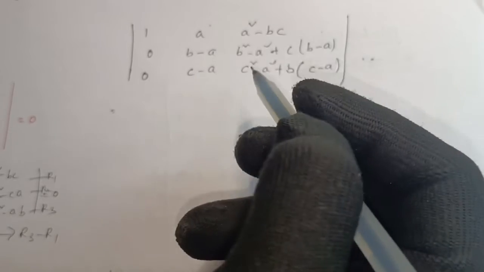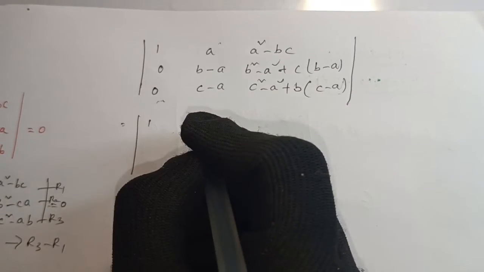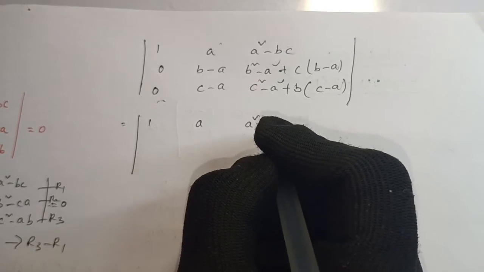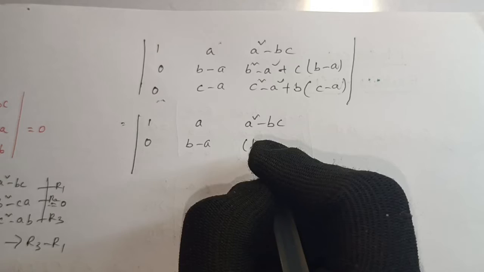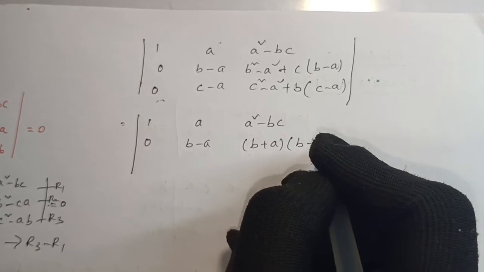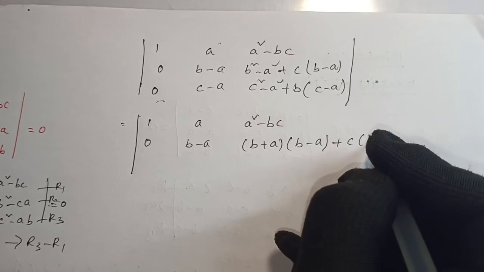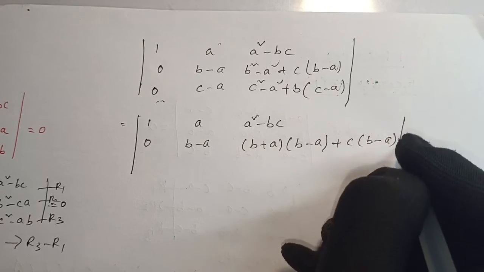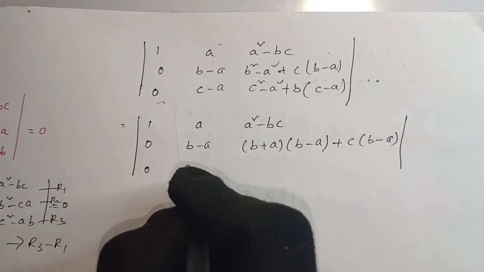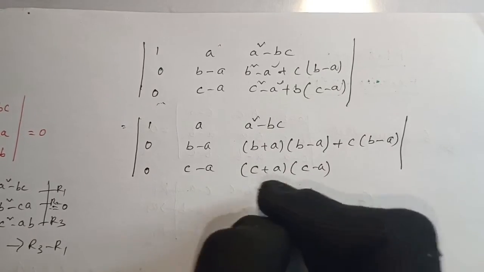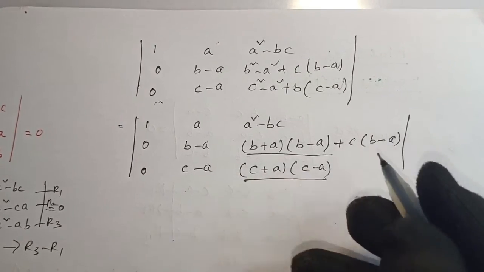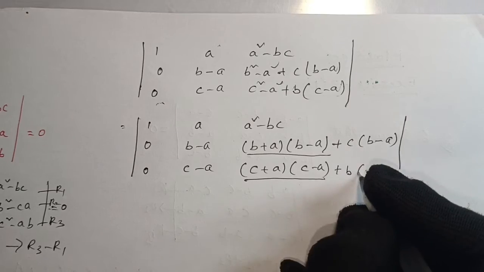B plus A, B minus A, C squared minus A. 1, A squared minus BC, 0, B minus A, that means B plus A, B minus A, plus C into B minus A. Next 0, C minus A, that means C plus A into C minus A. Understanding, this is the A squared minus B squared formula. Okay, next B into C minus A.